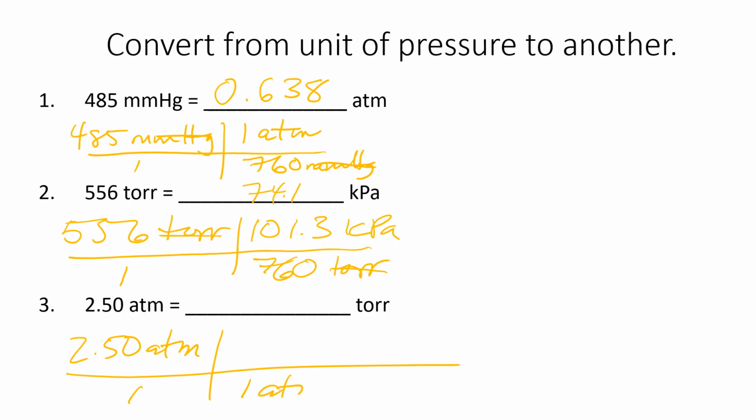In 1 atmosphere, it's 760 torr. So 2.5 times 760, that equals 1900 torr. So that's pretty simple. That's not too bad, actually. Something that you should already know to do, etc.